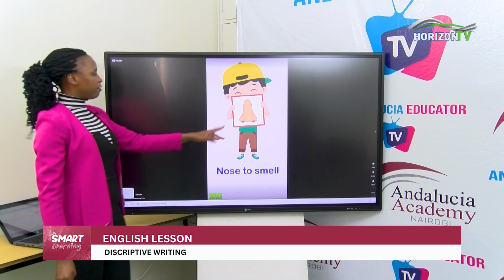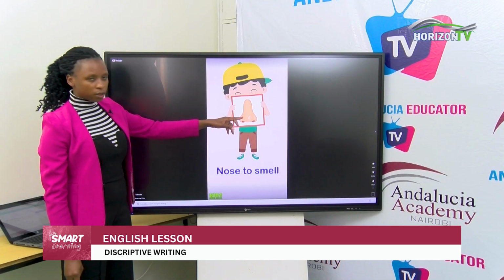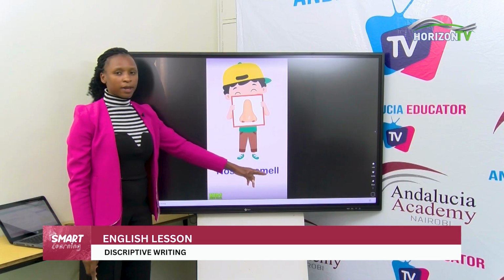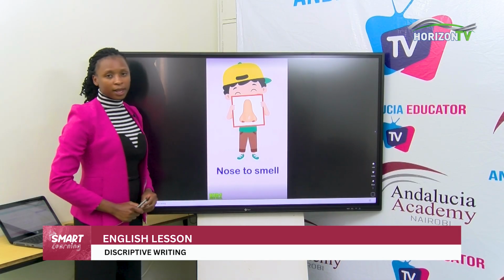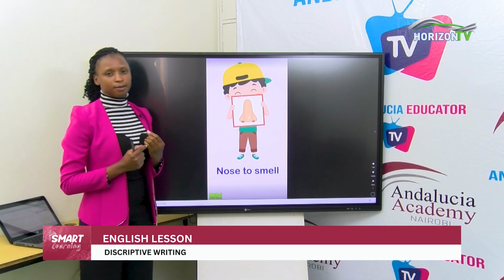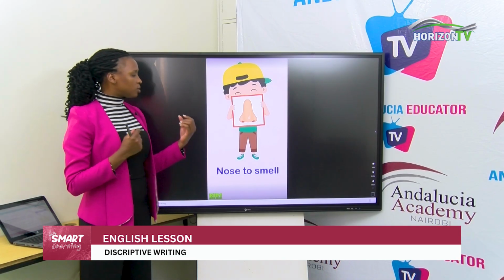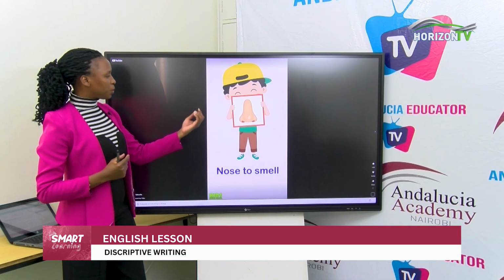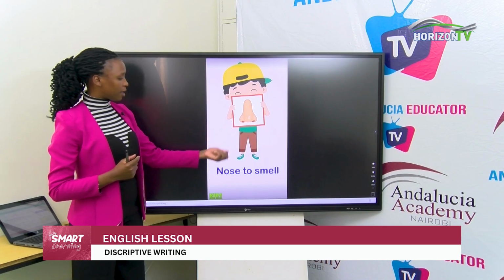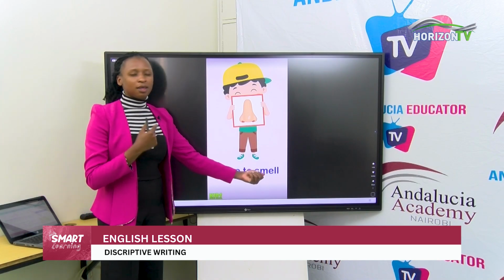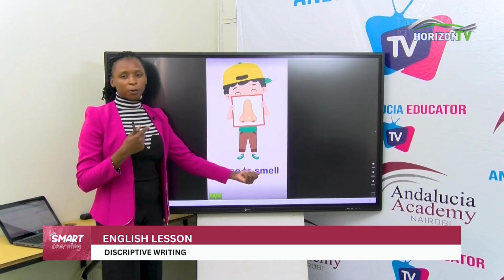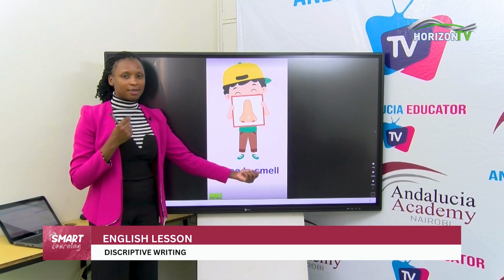Exactly. Again, we have the nose as part of our body organs that is being used to smell. So we are having the sense of smell. If you're writing a text, a descriptive text, please try to use words that are going to ensure that your readers or your audience are able to try and imagine they're smelling whatever you're describing as the writer.